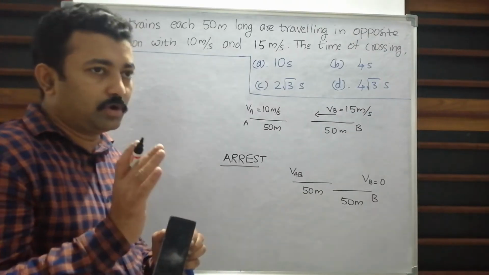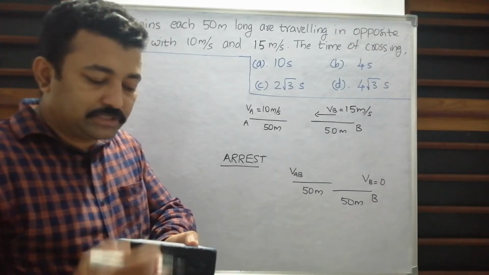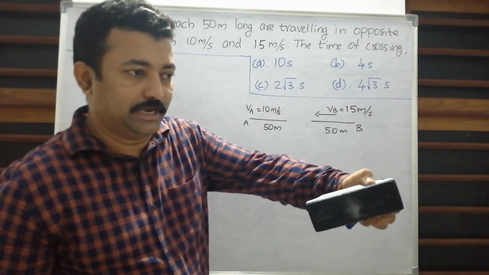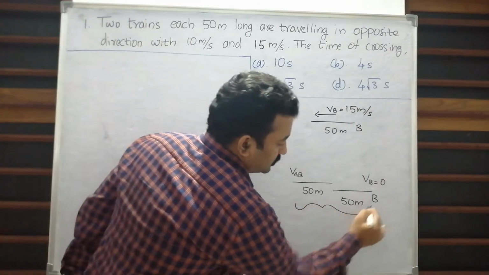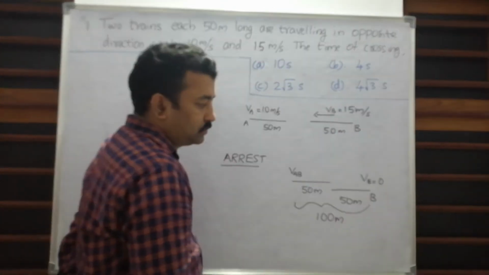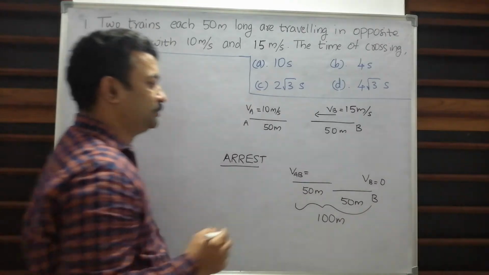I am bringing one body to rest. So B is at rest. Another one is coming with the velocity which is the velocity with respect to the other body. This has to cross that. So what is the total distance to be covered? The total distance to be travelled is 100 meter. What is the velocity? This is equal to the relative velocity of A with respect to B.